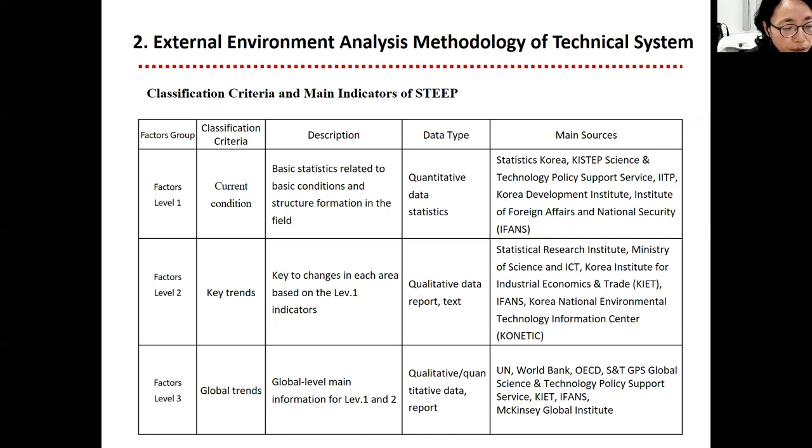Major trends in factor level two include key changes in each area based on the level one indicators. And the type of data is qualitative data, in report text form. Global trends in factor level three include global-level main information for levels one and two, and the data type is quantitative and qualitative data, and data sources are domestic and foreign public institutes such as the UN, OECD, World Bank, Global Science and Technology Policy Support Service, Foreign Institute for Industrial Economic and Trade, and McKinsey Global Institute.